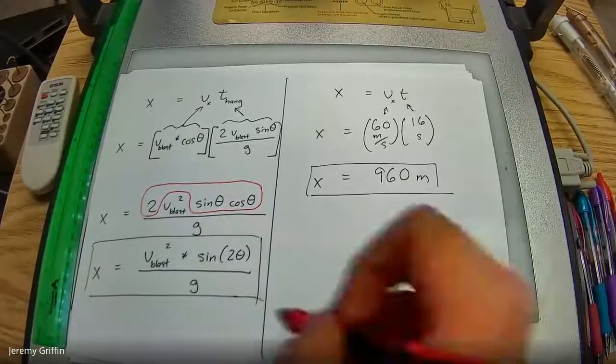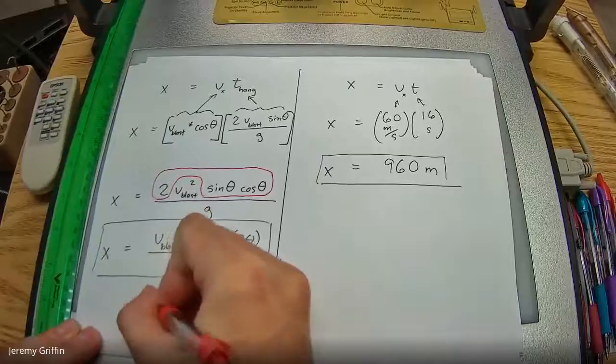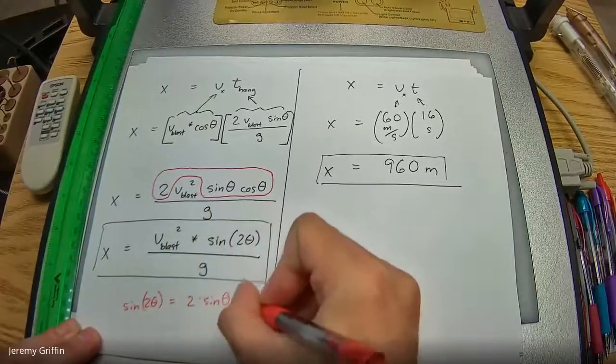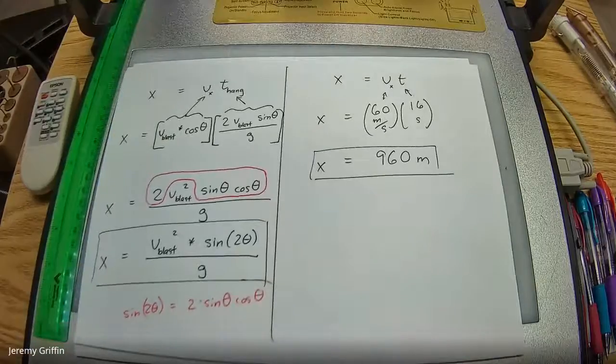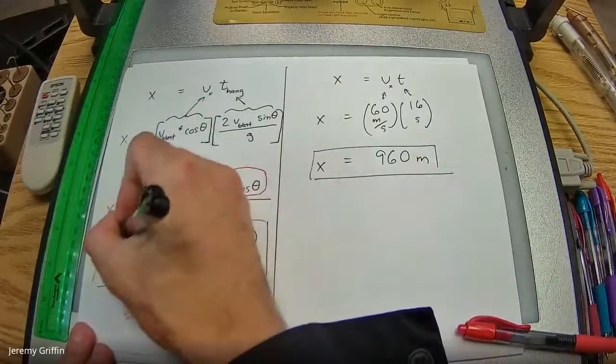Well, here, I'll write that down here. So sine of 2 theta is the same thing as 2 sine theta cosine theta. This, by the way, has a name. What I just boxed in, this is called the range formula. Range formula.